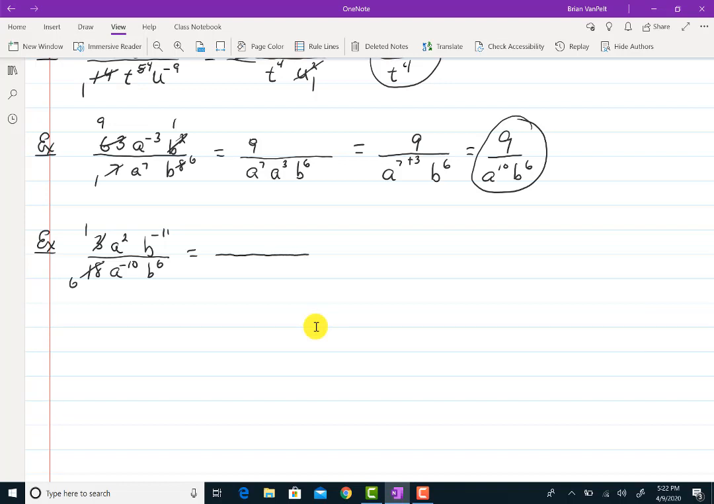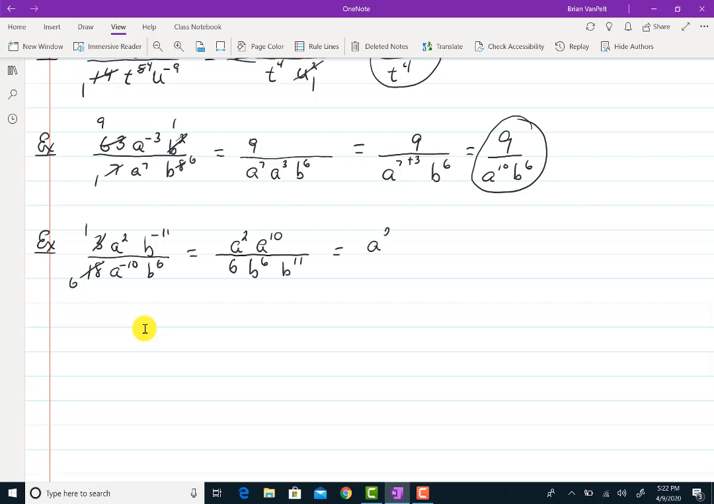So what I'm going to do next, I'll put my 6 in the denominator where it belongs. But now the a squared is going to stay where it is because it had a positive exponent. The b to the 6th is going to stay where it is because it had a positive exponent. However, the a to the negative 10 in the denominator had a negative exponent, so I'm going to bring it up and change it to a positive 10. And then the b to the negative 11 I can bring to the denominator and make it a positive 11.